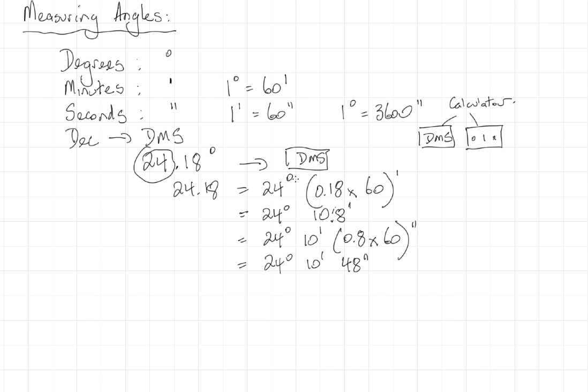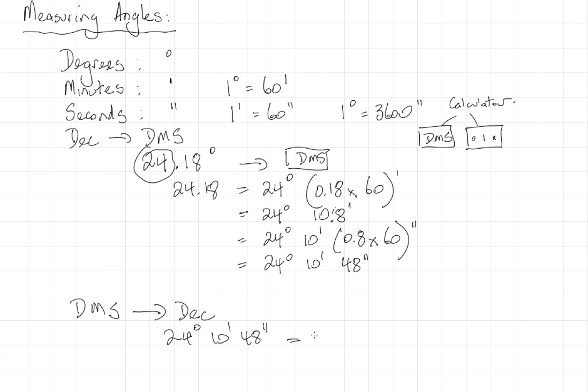If you don't want to use those buttons, we multiply the decimal part by 60 to get how many minutes, and that will be a whole number of minutes and a decimal fraction of a minute, and we just look at that, multiply by 60 to see how many seconds that is. Now we also need to be able to convert this back into a decimal. So we want to go from DMS, degrees, minutes, seconds, back into a decimal. So we've got 24 degrees, 10 minutes, 48 seconds.